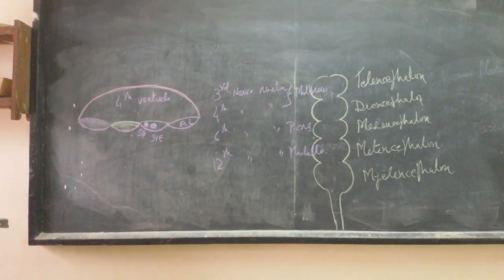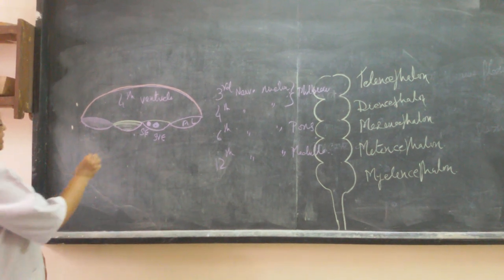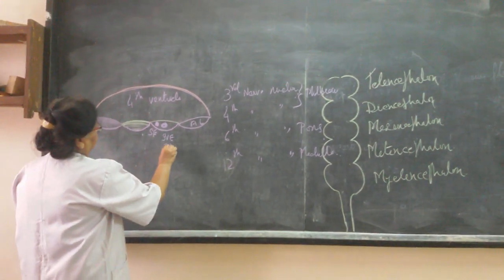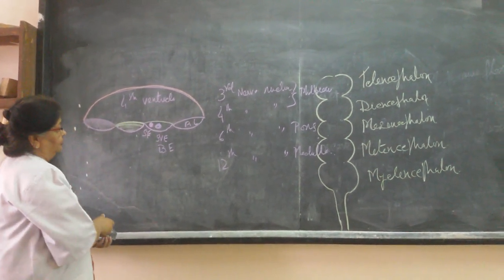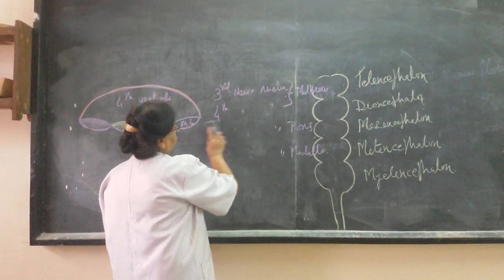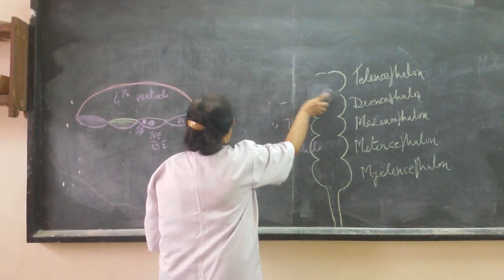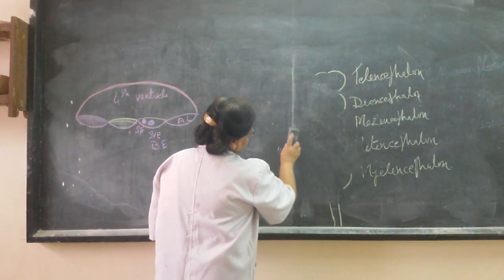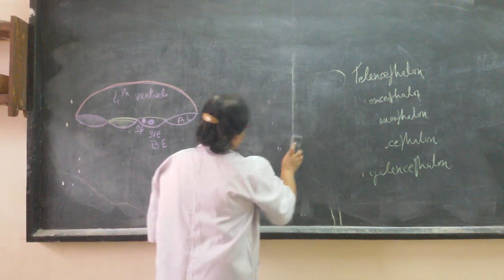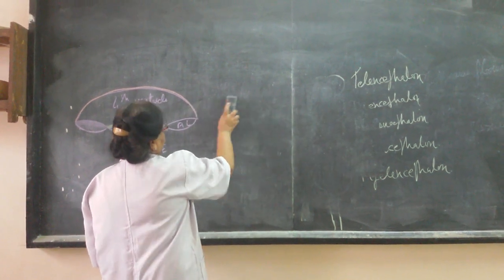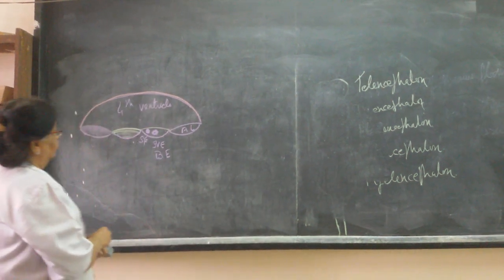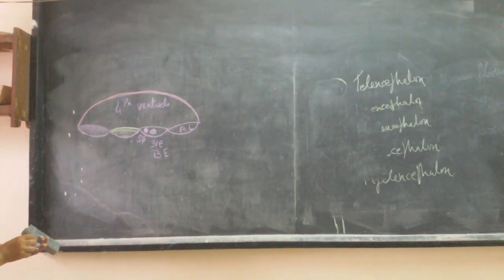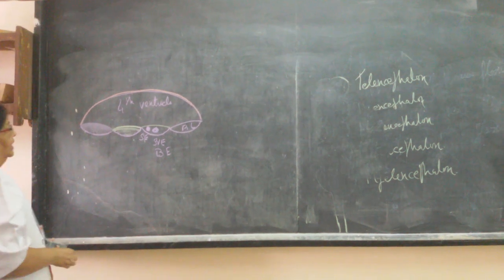The special visceral efferent is also known as branchiogenic efferent. And they supply the muscles developing from the branchial arches.